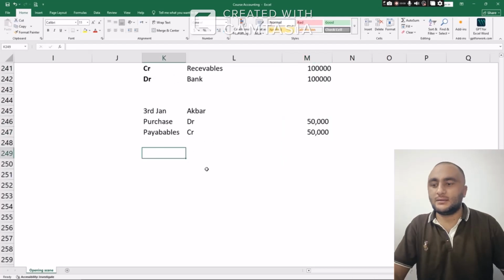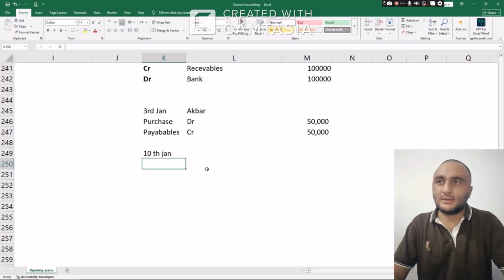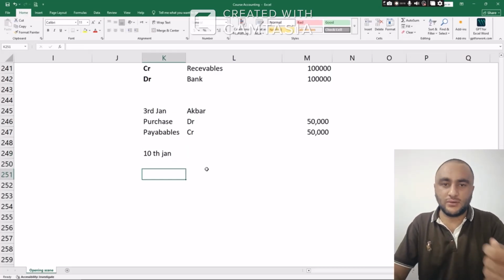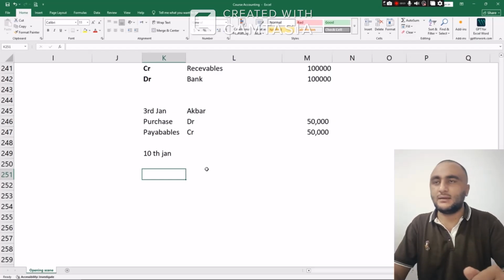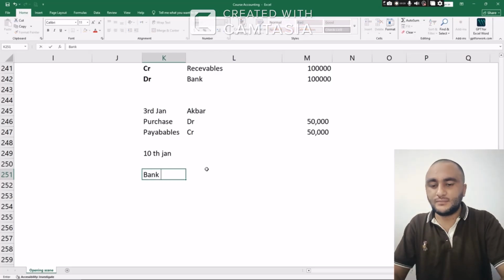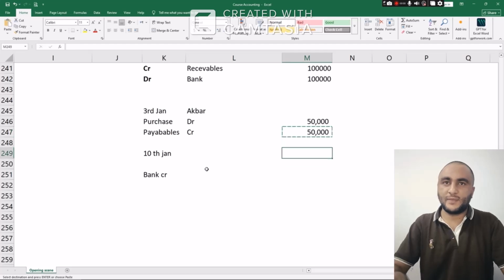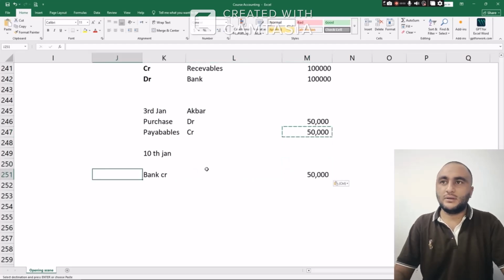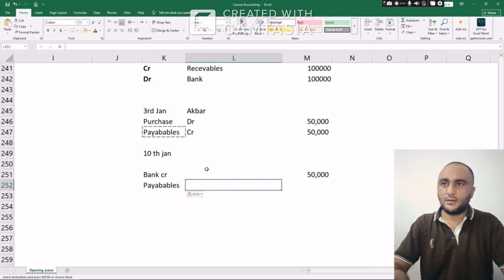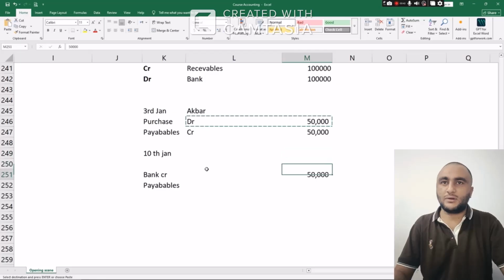And after, we have to pay on 10th Jan, we have to pay Mr. Akbar this amount. So when we pay, in our bank it should be reflected. So in this case, if I write, bank will be credit with this very same amount, and payables will get debit with the same amount.